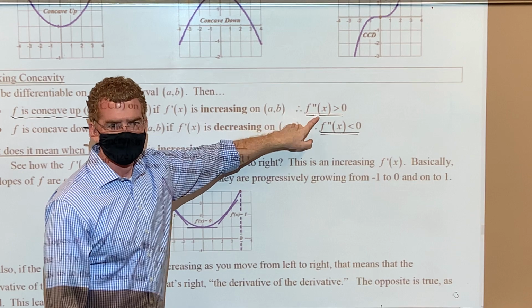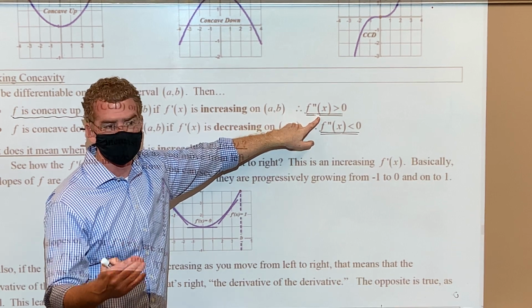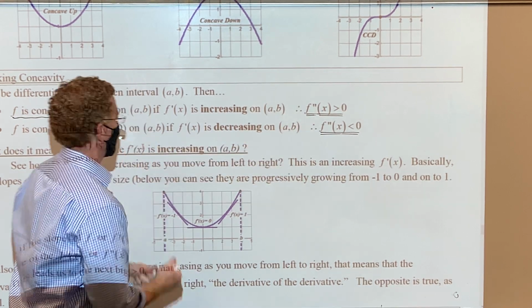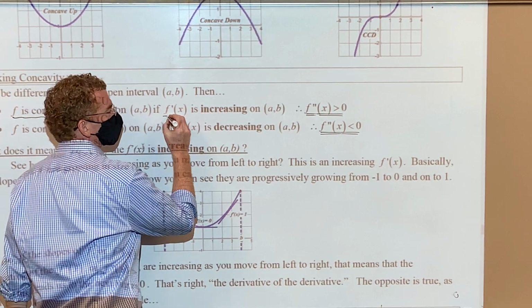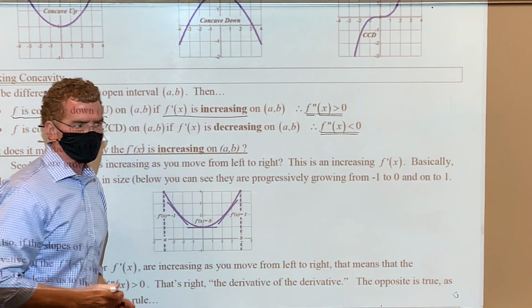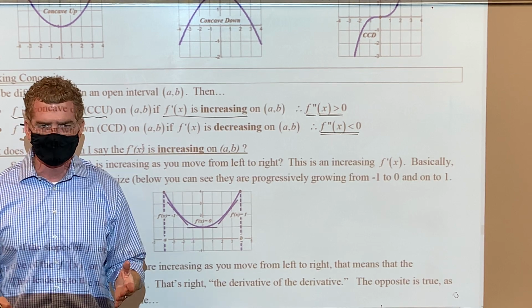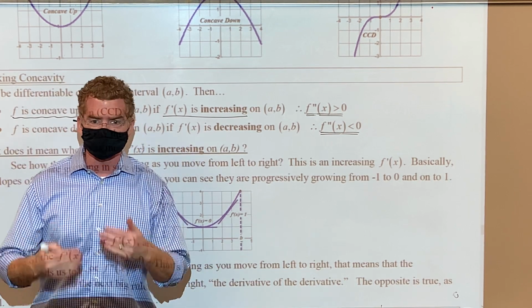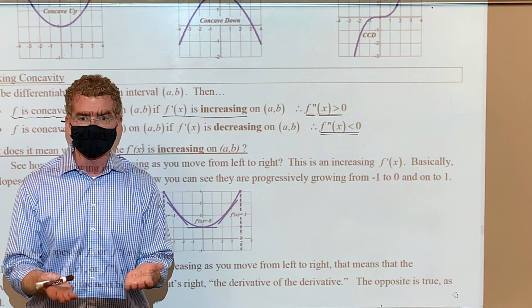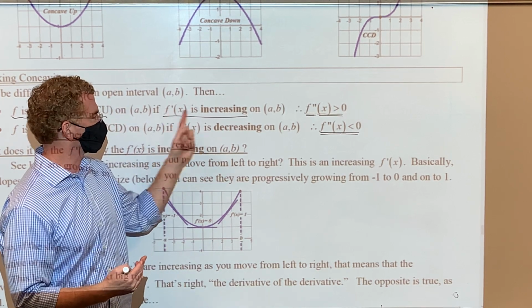Now, in addition to that, there is a link between the function and the second derivative. And this is going to start hurting your brain a little bit, maybe, maybe not. If the derivative is increasing, now think about that for a second. What does that mean, the derivative is increasing? Doesn't that kind of suggest that the slopes are increasing, right? The slope of f is increasing.